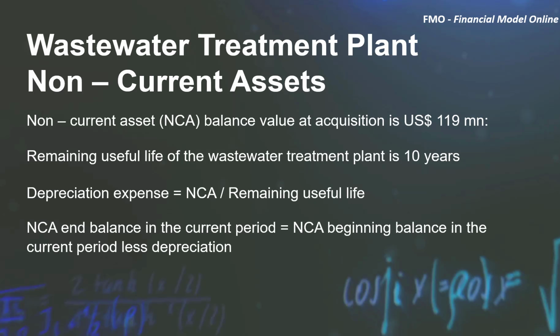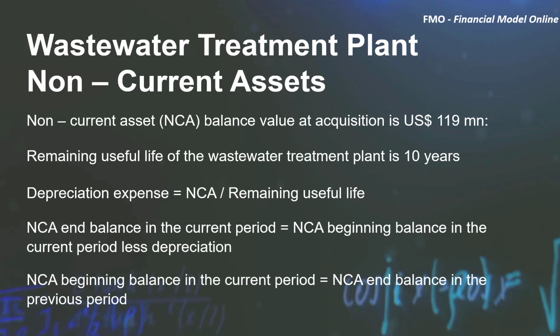And then the NCA end balance in the current period is equal to the NCA beginning balance in the current period less depreciation. So we're going to be reducing the NCA value in the balance sheet through depreciation. And then NCA beginning balance in the current period is equal to the NCA end balance in the previous period. It's a typical corkscrew structure, and let's get back to our model and start modeling the non-current assets and depreciation expense.